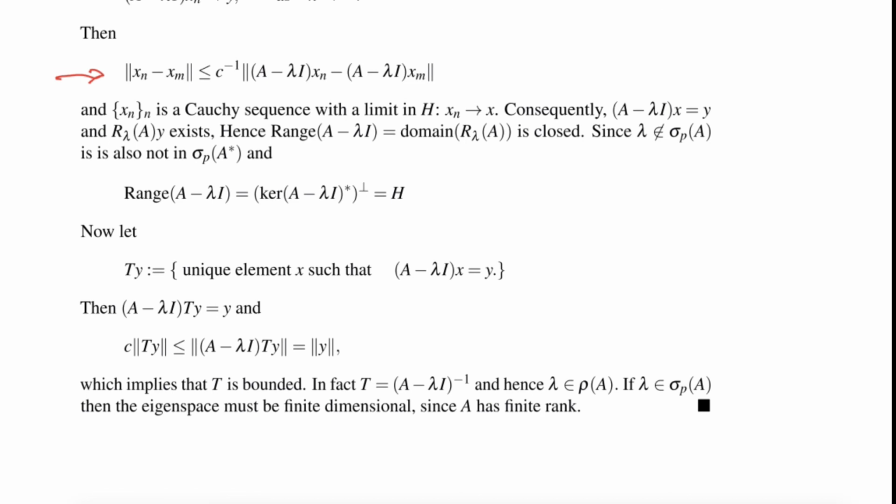Finally, if lambda is in the point spectrum, then the eigenspace must be finite dimensional, since A has finite rank.